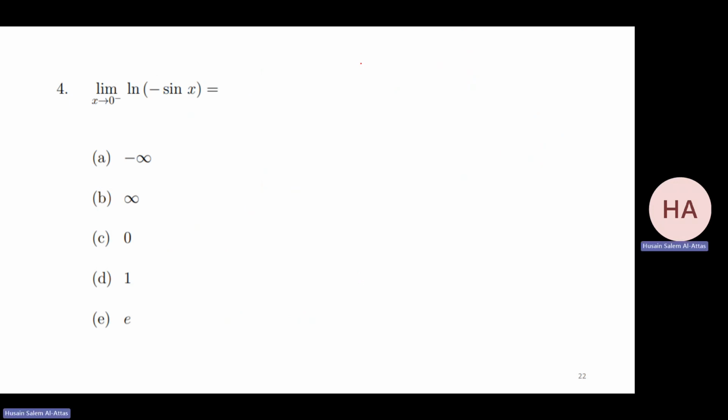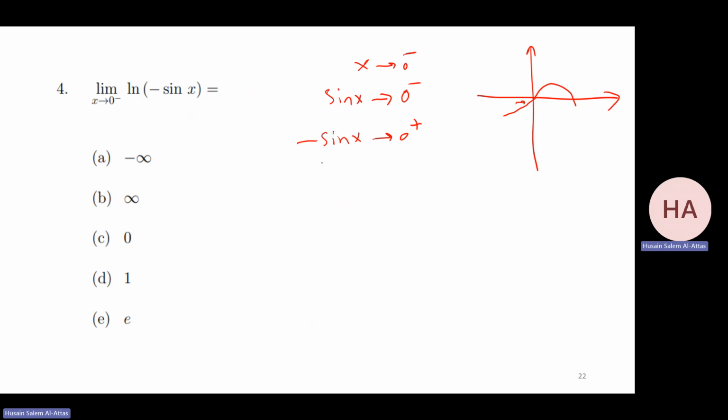I take it easy. x goes to 0 from left. Think about sine x. This is sine x. Also, it will go on the other side. So sine x goes to what? 0. I'm going to 0 from left. Sine x also will be 0 from left. So minus sine x will be 0 from right.